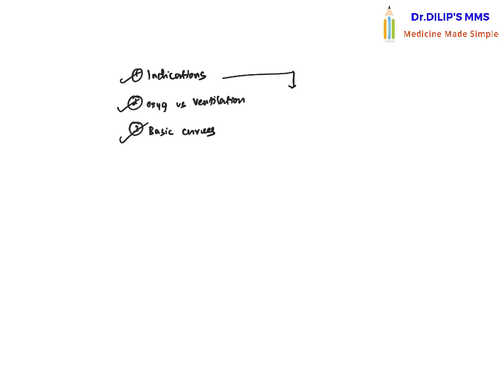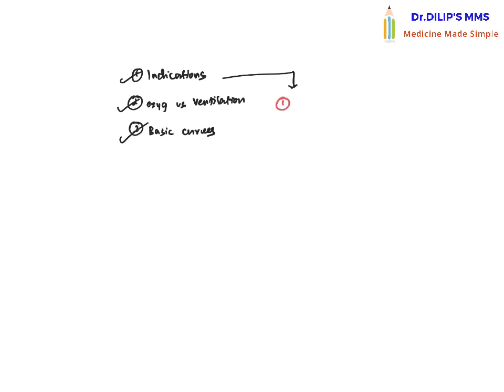So in the first part, we are going to discuss, number one, indications of mechanical ventilation. Number two, what is the difference between oxygenation and ventilation. And number three, a few areas about the basic curves in the ventilator. So what are the curves that form the basics of a ventilator? These are the three objectives of today's video. Let us see the first one, the indications of mechanical ventilation.